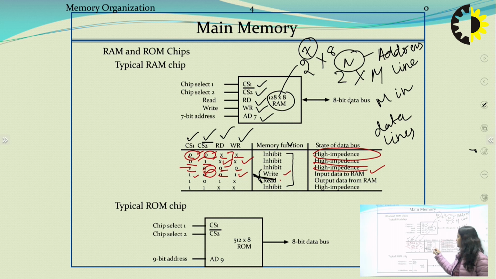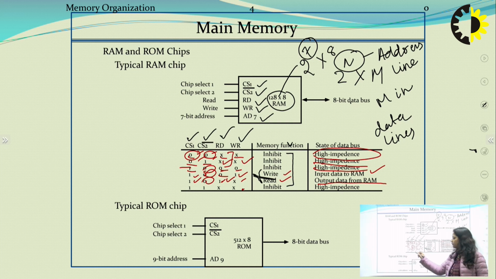Then we have a reading operation. In a reading operation, the value of the read bit will be 1. Again, chip select 1 is 1 because RAM is selected for performing the reading operation. And this is again 0. The ROM is not selected. Reading is 1. Writing we don't care about because we are performing a reading operation. So, the output: we will send the data from RAM to a CPU. That is an output operation.